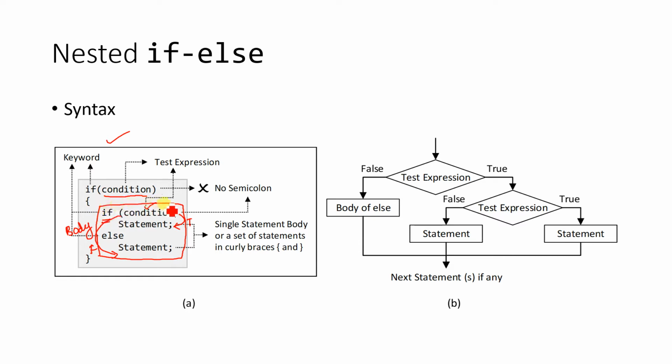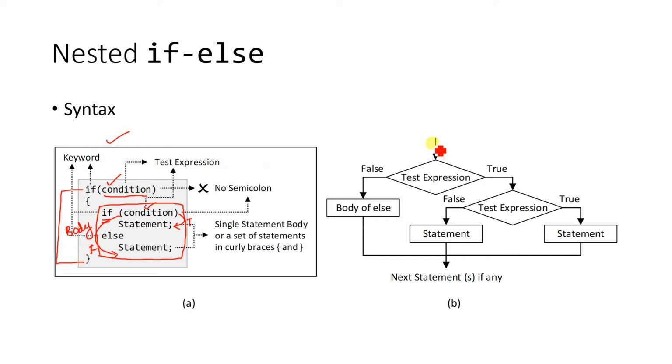That means to execute the inner body, the outer condition needs to be satisfied. If the outer condition is false, then the control never enters the body of this if statement, and the entire inner statement will not be executed. This type of situation is called the nested if-else statement. That means one if-else condition comes inside the scope of another if condition. The scope of the outer if statement is this. So inside this scope, if another if-else statement comes, that concept is called your nested if-else.